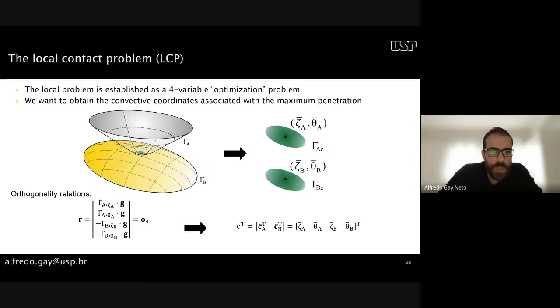After, how can we define the local contact problem for the master-master scheme? It's quite simple. You claim four orthogonality conditions. You say that your gap has to be orthogonal to the derivative of gamma A with respect to zeta A, and gamma A with respect to theta A. These are the tangent vectors in the gamma A surface at a given point. So you say that your gap has to be orthogonal to both tangent directions in the surface gamma A.